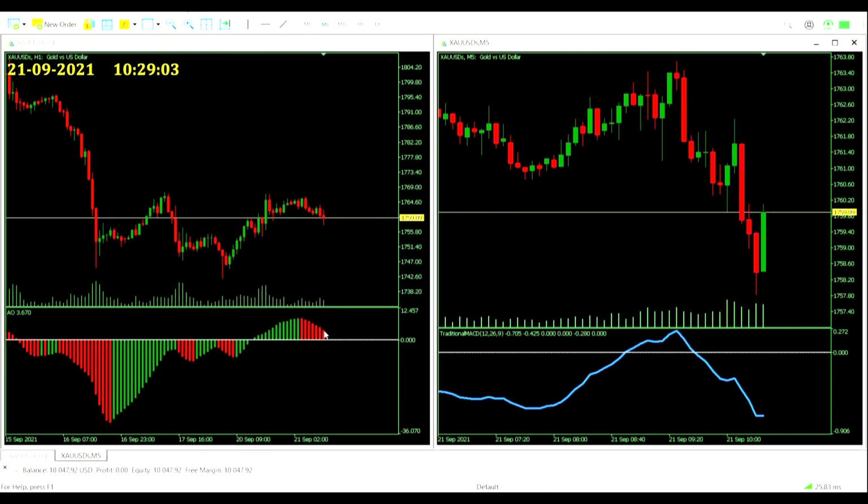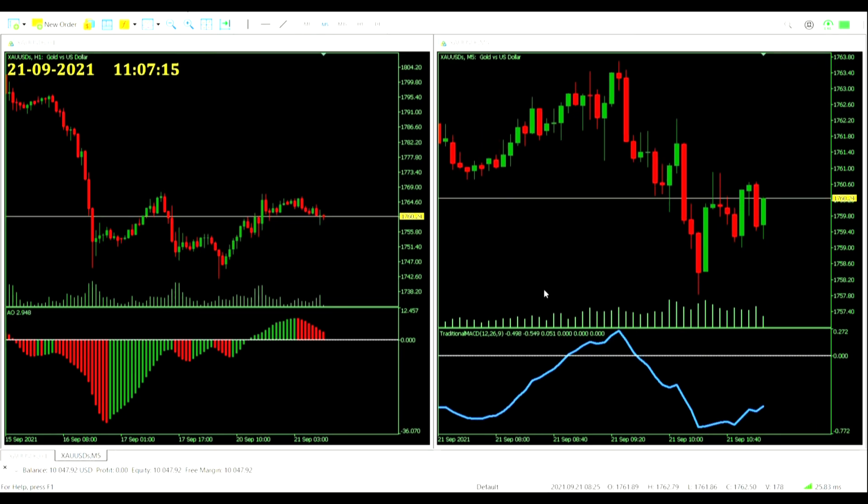Currently though, with the Awesome Oscillator above zero, we'll be waiting for that zero line crossover on the MACD, which if we see a few more candles like this green one right here start forming, becomes a very real possibility. Let's see what we get today. A few minutes past 11 o'clock now.